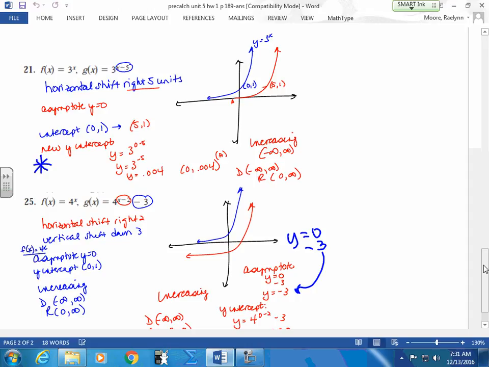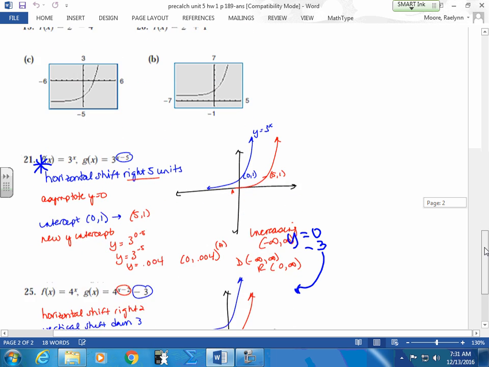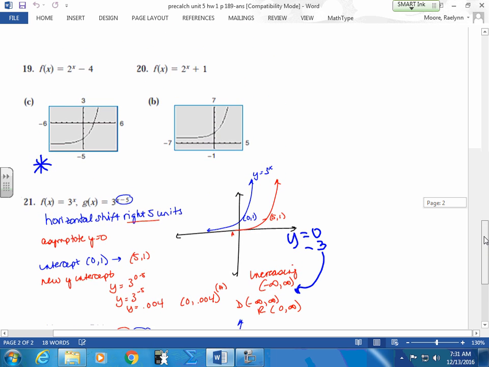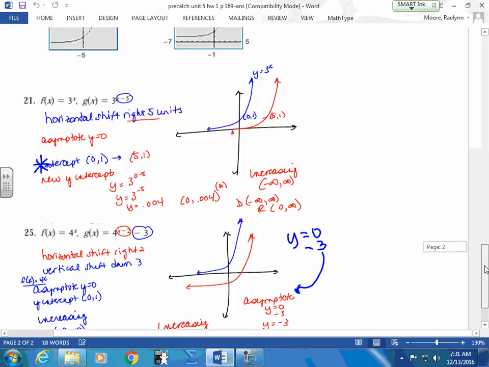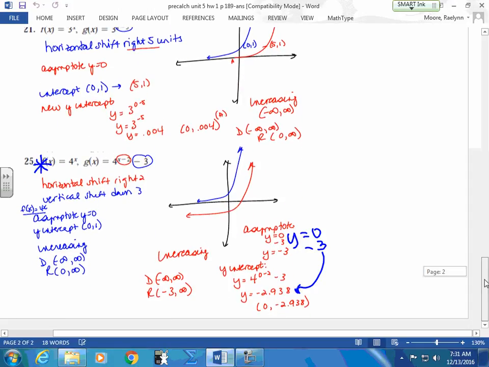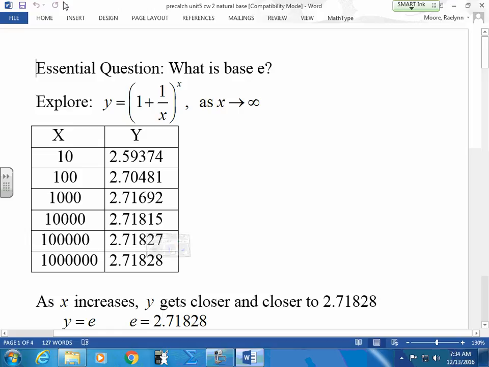Where's the rest of it? Down. Is that the last one? Okay, good. So your y equals negative 3. Find me your new y-intercept. Okay. And everything should make sense. It should all fit together. Good? Any questions on the homework? No? Good. Nice, easy. Very good.